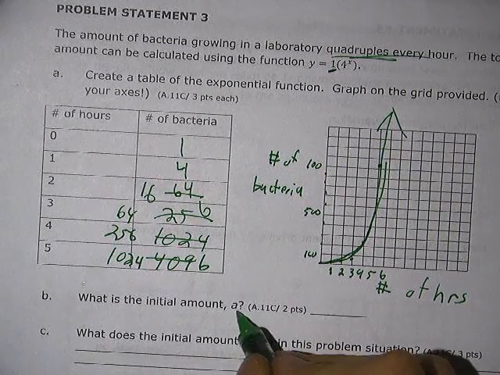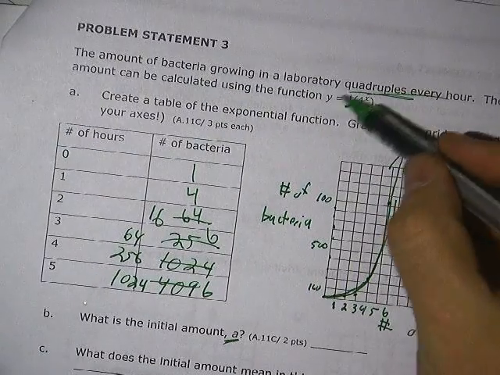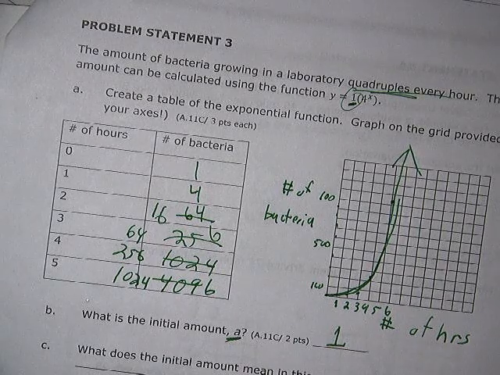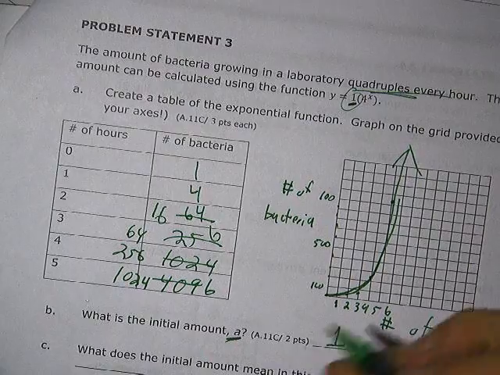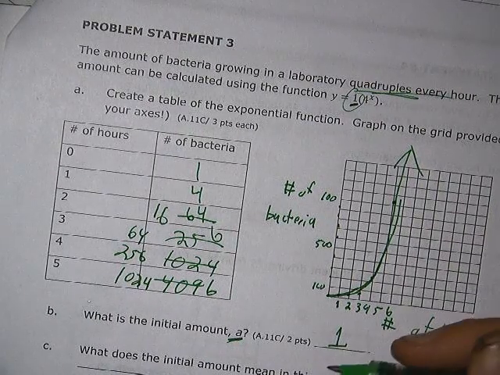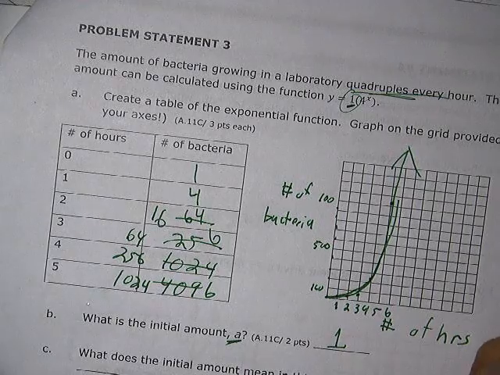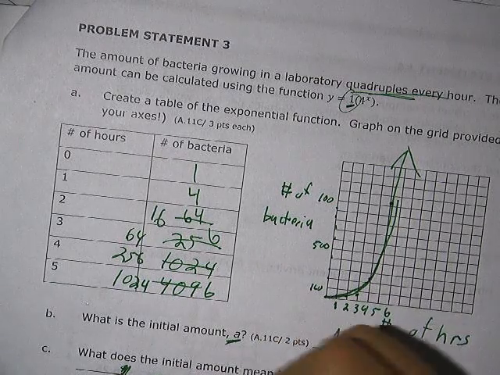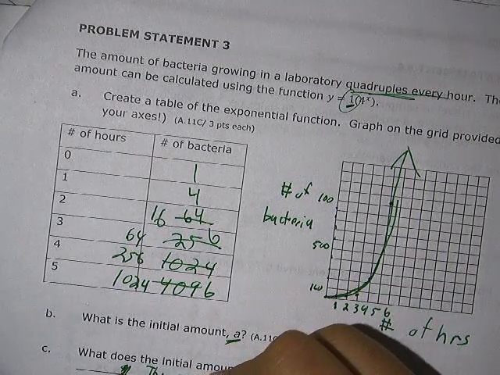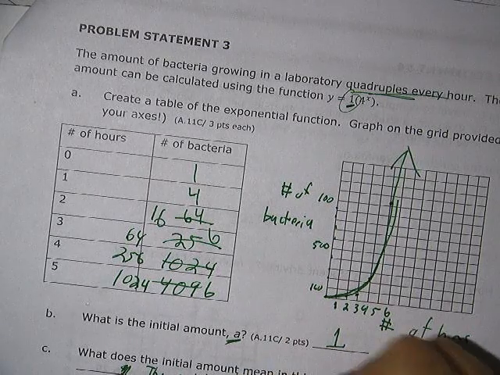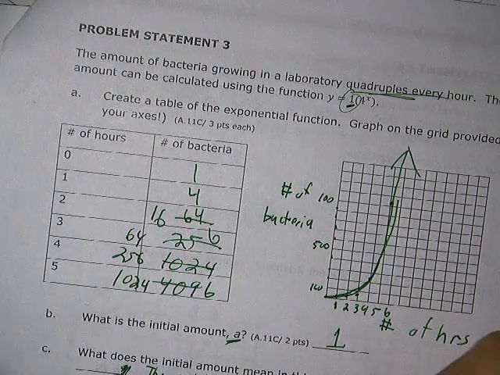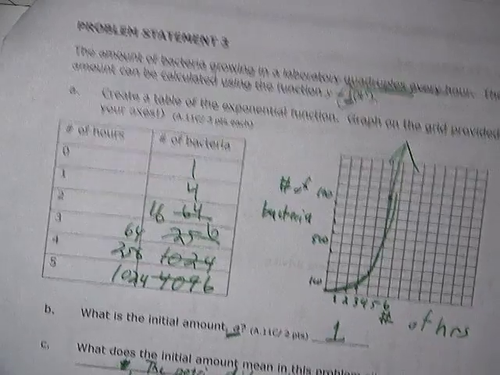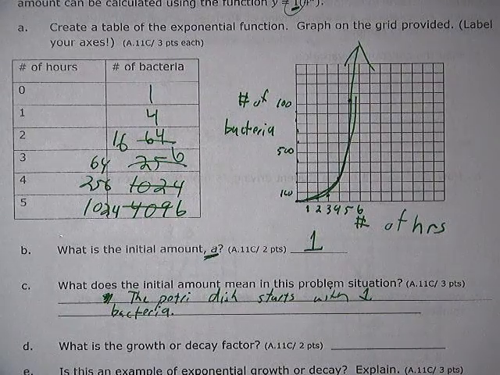Okay, what is our initial amount, or A? We talked about that earlier. It's the number at the beginning, which is 1. Again, what does that mean in the situation? Well, 1 what? Is this $1? Is it 1 skydiver? What is it? 1 bacteria. Okay, so the Petri dish, the lab, starts with 1 bacteria.